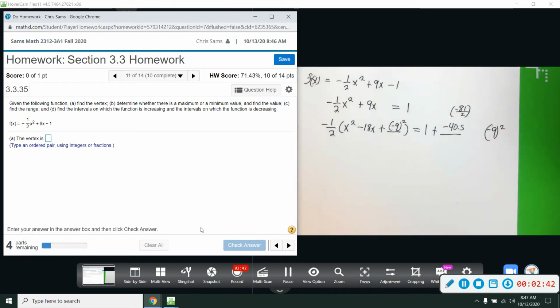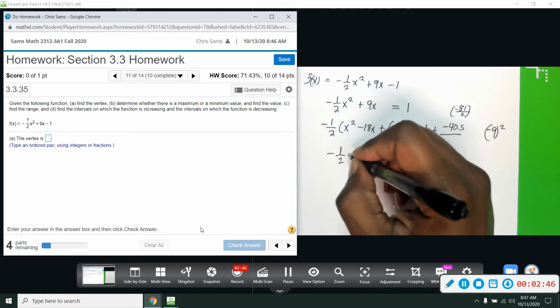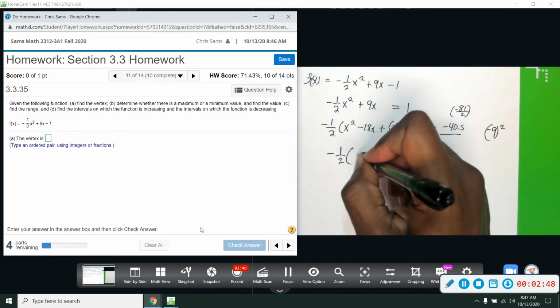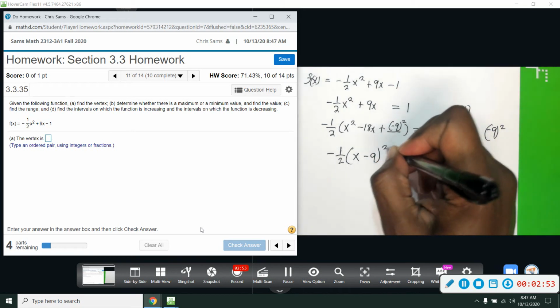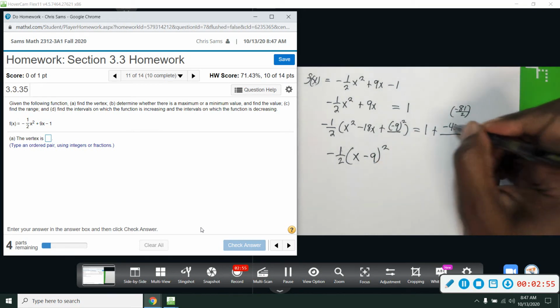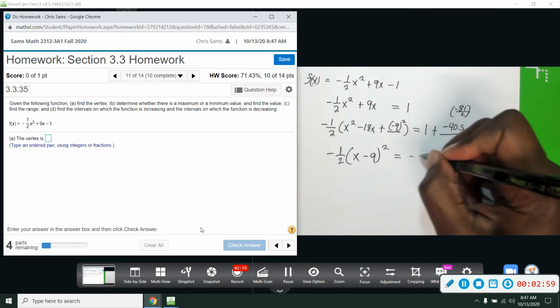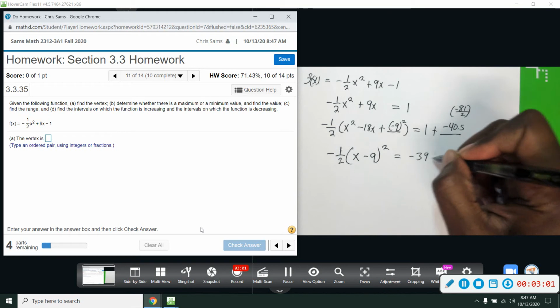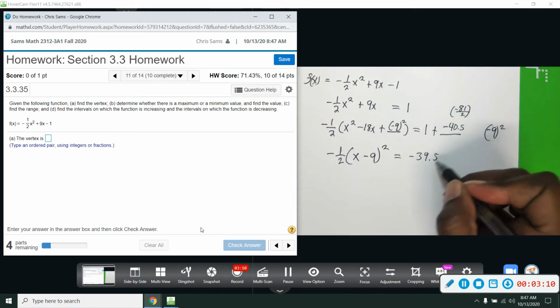Over here we're going to factor. So bring down negative 1/2. Whatever's on the outside stays. In parentheses you put your two squared terms, put the square on the outside, and then combine these guys. That gives you a negative 39.5. And then we're going to move this over.